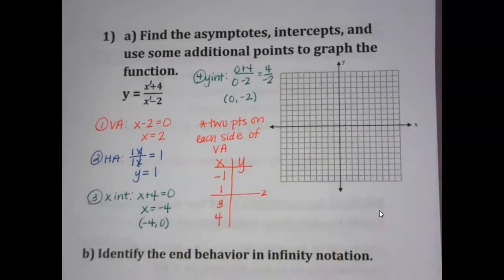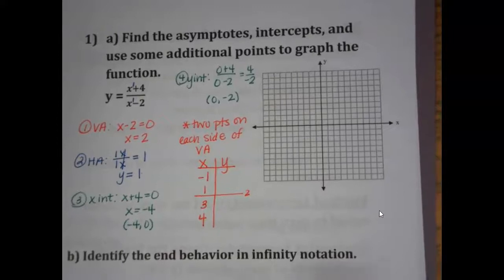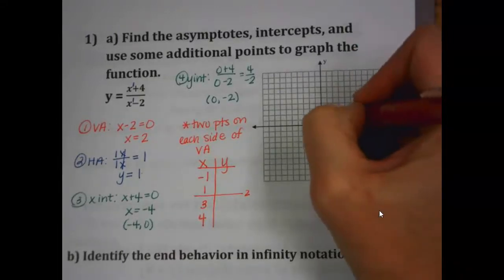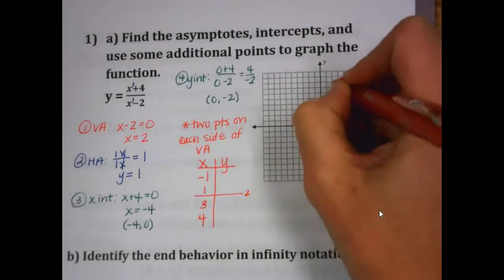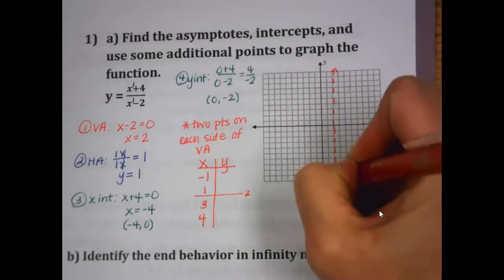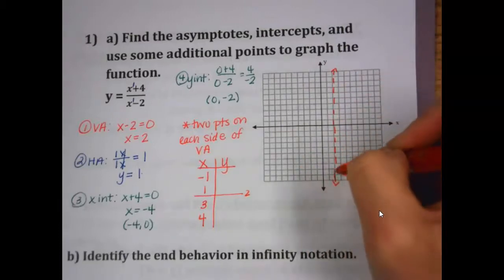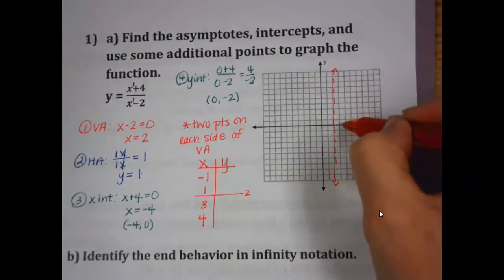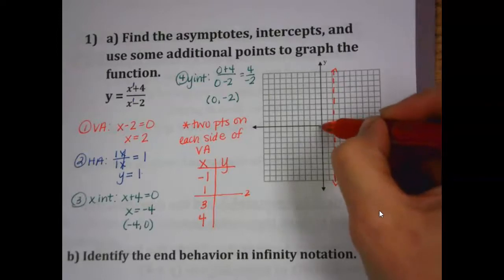If you are more of a visual person, it might help you to actually draw the vertical asymptote on your graph so you can see what we're doing here. So here, let me sketch this vertical asymptote in. You can see that it's at x equals 2. So what we're trying to do is we're trying to find 2 points to the right and 2 points to the left.